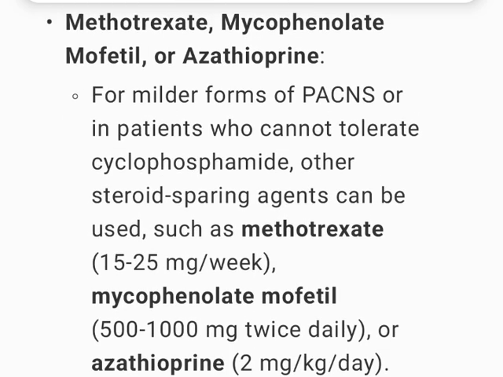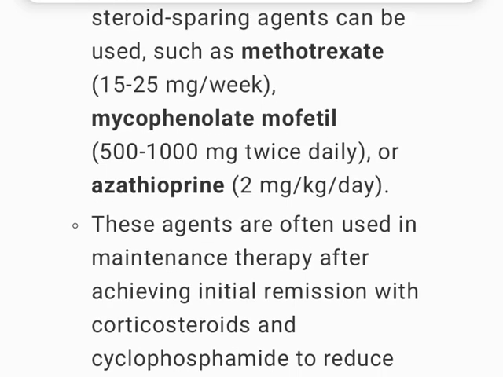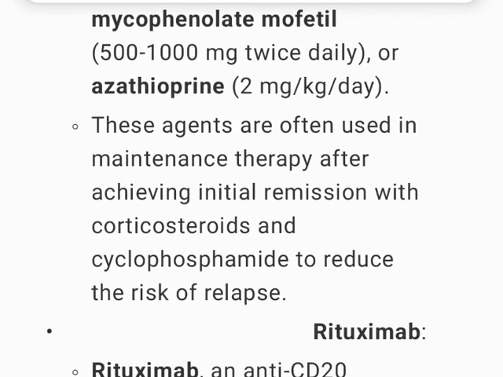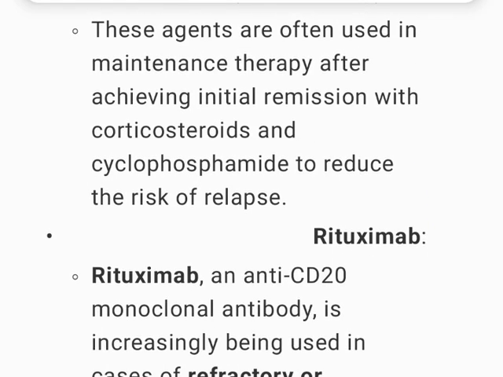Methotrexate, mycophenolate mofetil, or azathioprine. For milder forms of PACNS or in patients who cannot tolerate cyclophosphamide, other steroid-sparing agents can be used, such as methotrexate, 15 to 25 milligrams per week, mycophenolate mofetil, 500 to 1,000 milligrams twice daily, or azathioprine, 2 milligrams per kilogram per day. These agents are often used in maintenance therapy after achieving initial remission with corticosteroids and cyclophosphamide to reduce the risk of relapse.